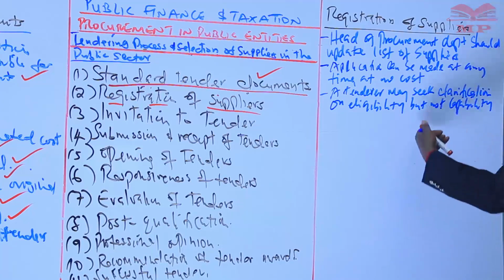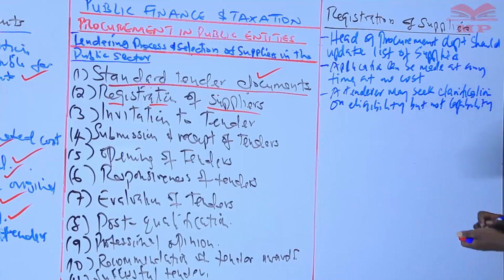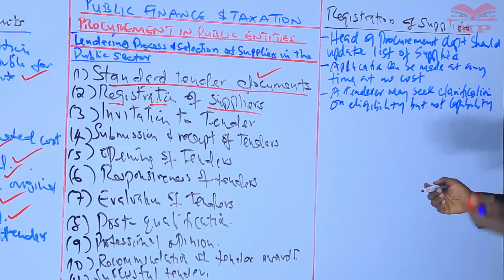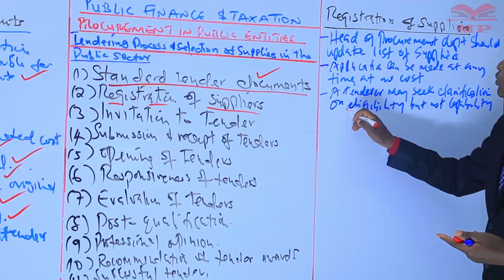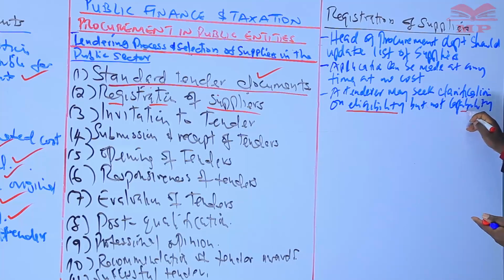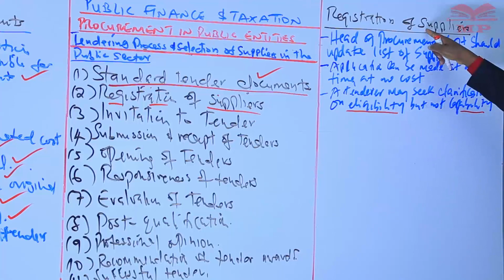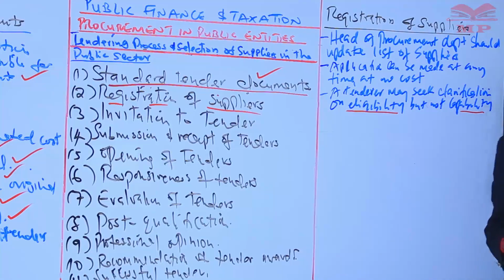A tenderer may seek clarification from the government or from the procuring entity, and clarification should be limited to eligibility, but not capability. That is seeking clarification for registration for one to become a supplier.